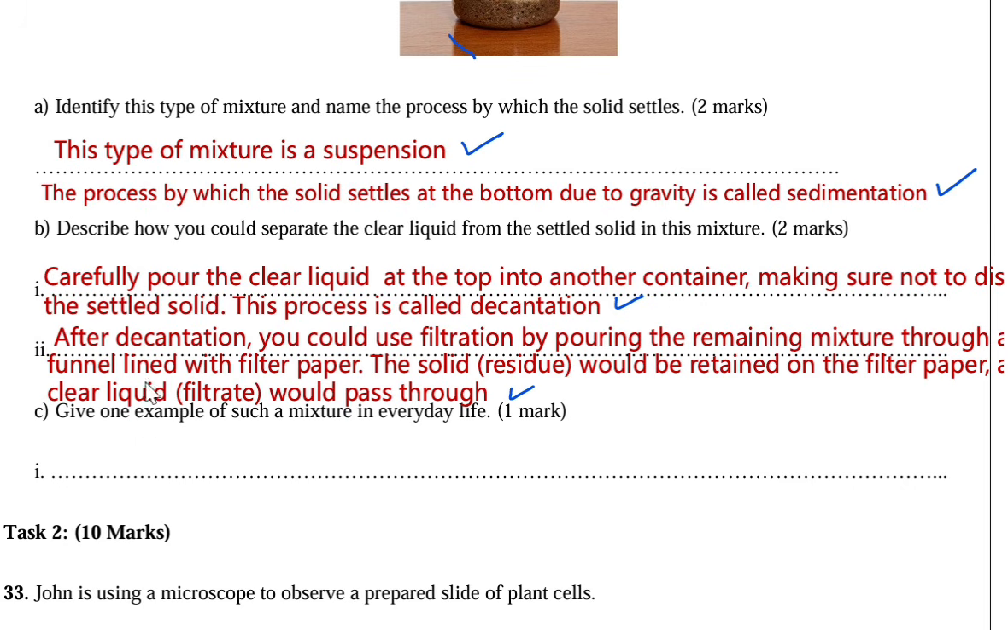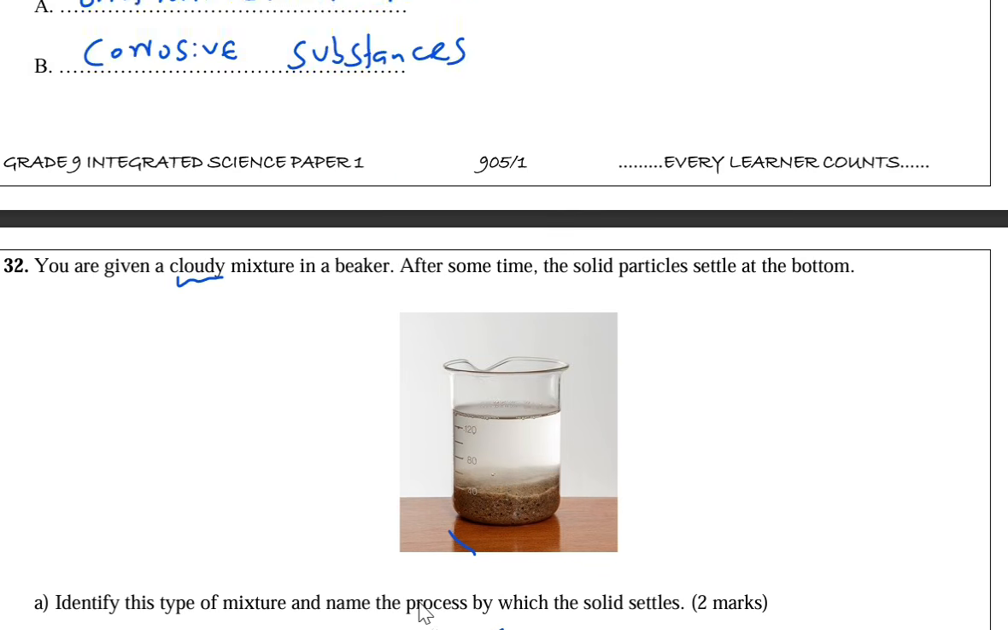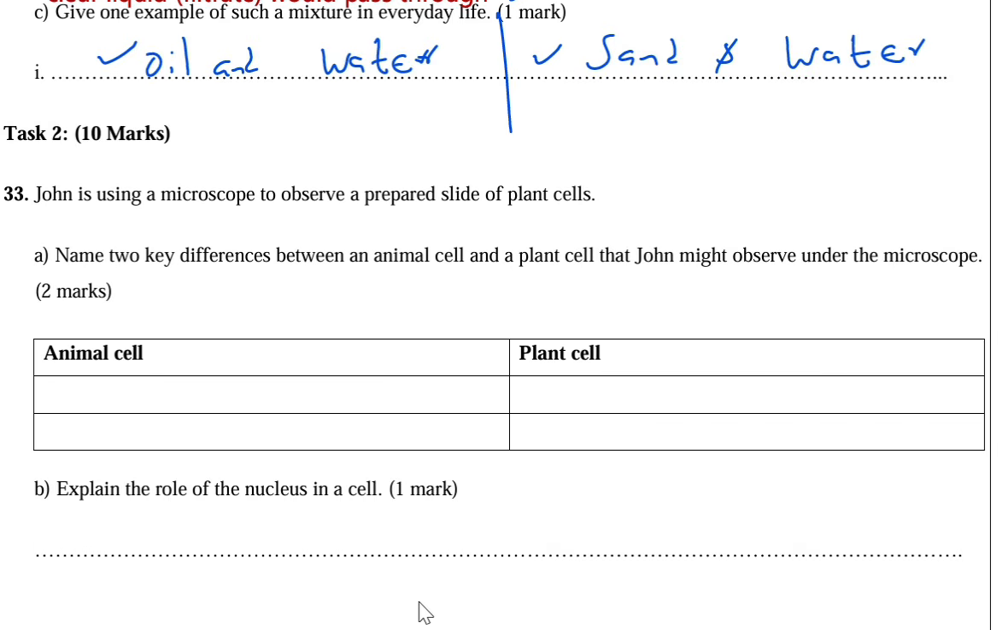So you can give here, for example, oil and water. That is one example. Or you can also say sand and water, and we have so many. So that is the end of the first task, 10 marks. So we go to task 2, 10 marks.